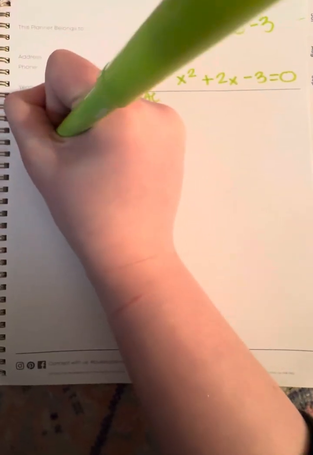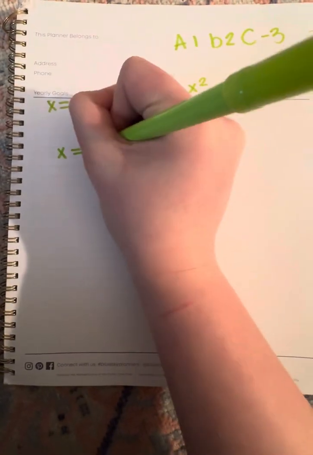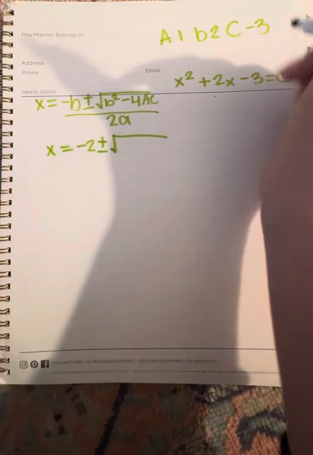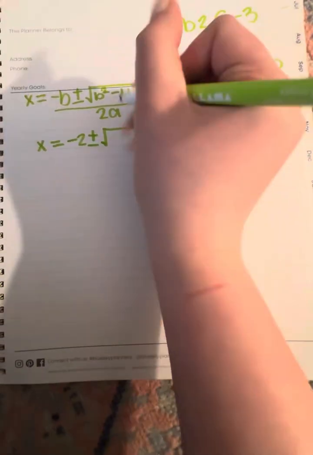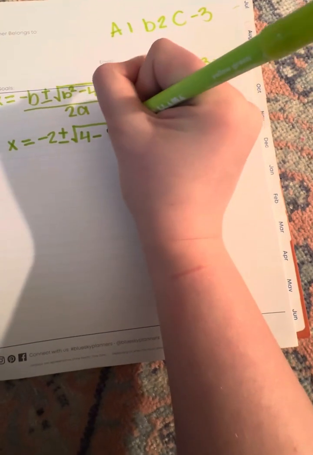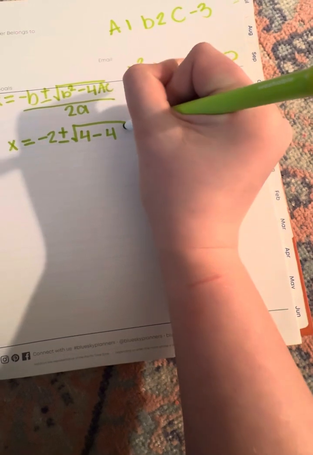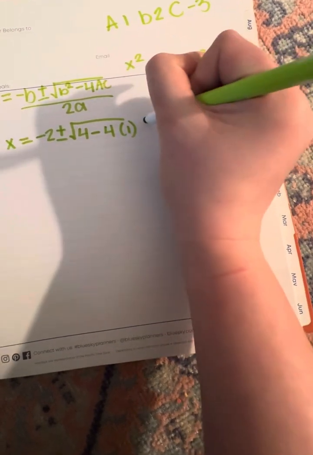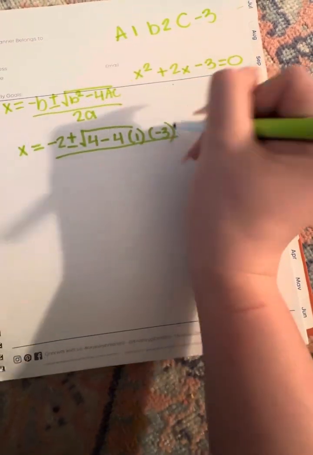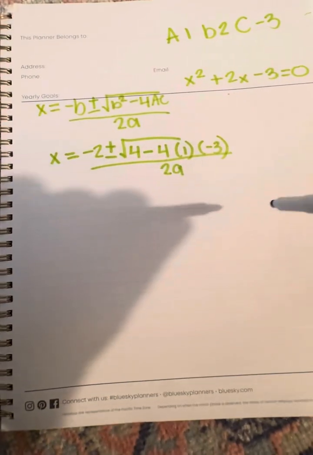So we're going to rewrite this. X equals negative 2 plus or minus the square root, and then b squared, so 4 minus, I'm going to write this one out because it's a little long, 4, and then a is 1, and then c is negative 3, all over 2a. So now we need to simplify this down.